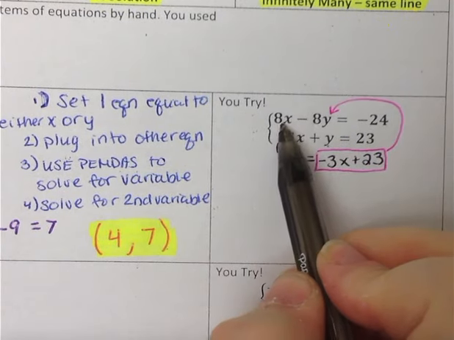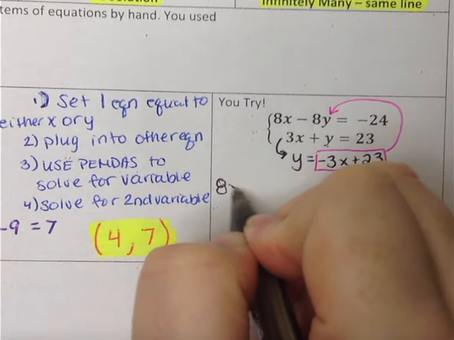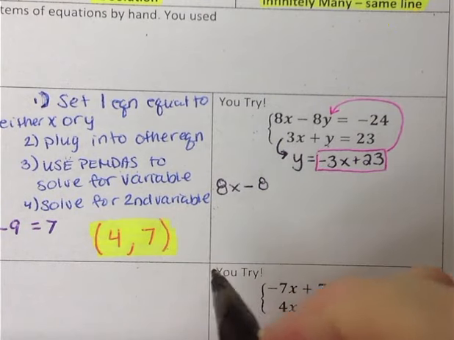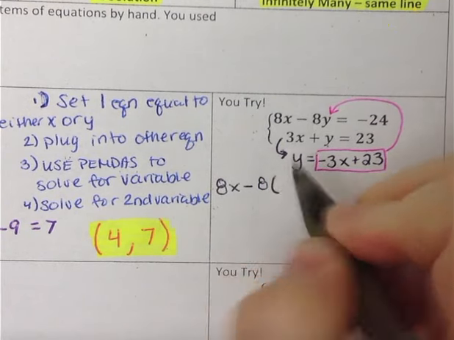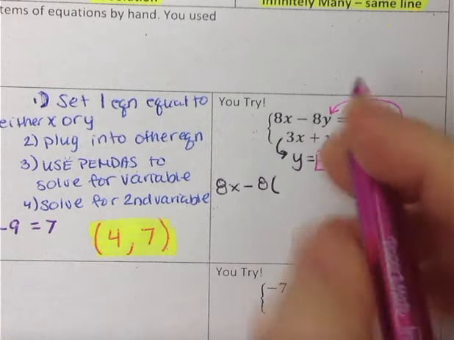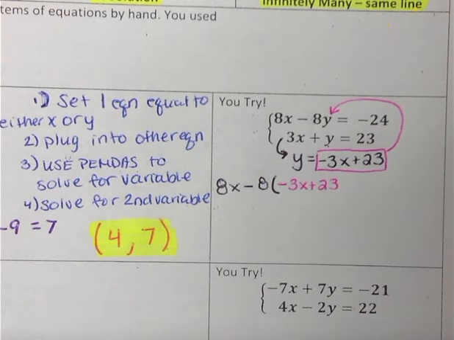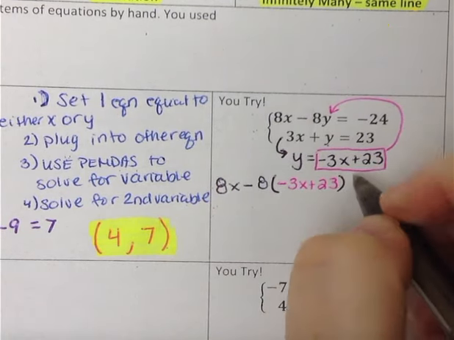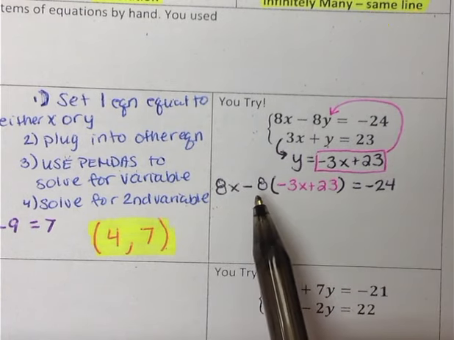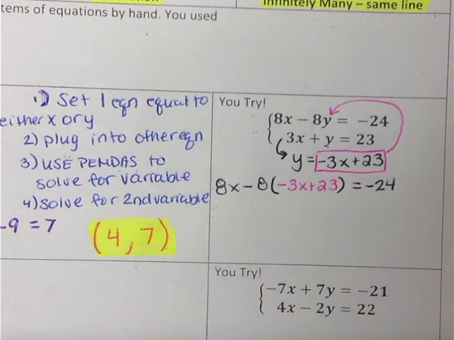So I'm going to go back through here. I have an 8x. I'm not substituting anything in for that. 8x minus, I have an 8. Then I have my y. I will be substituting for the y, so I have to put parentheses. Now I'm going to plug that entire expression of negative 3x plus 23 in for that y. Then I'm going to close my parentheses. Then I'm going to keep it equal to negative 24. Now, as you can see, we only have one variable in here. It's that x, so I can solve for x.